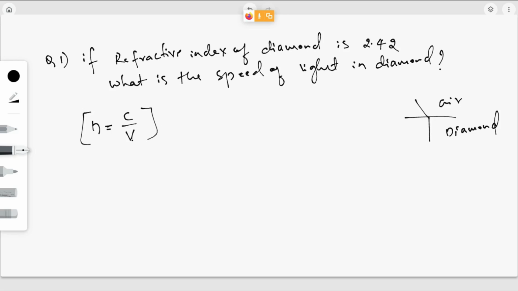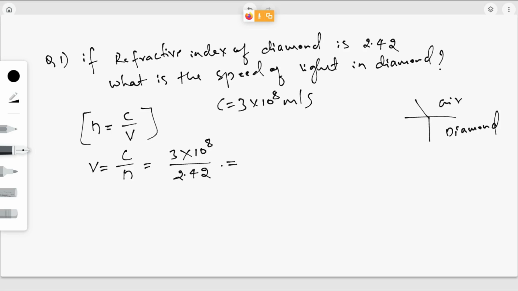So now how to find the speed of light in diamond? V is equal to C by N. What is C? You know this one, right? C will be 3 into 10 raised to 8 meter per second. So now just substitute it here. 3 into 10 raised to 8 whole divided by 2.42. If you simplify this, how much will you get?